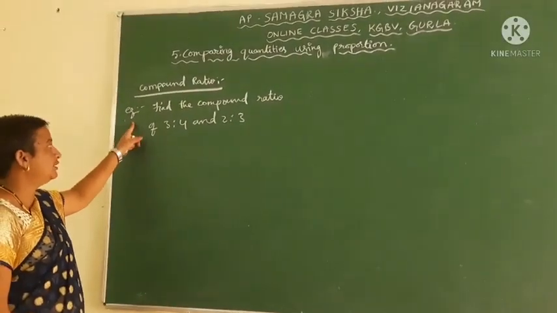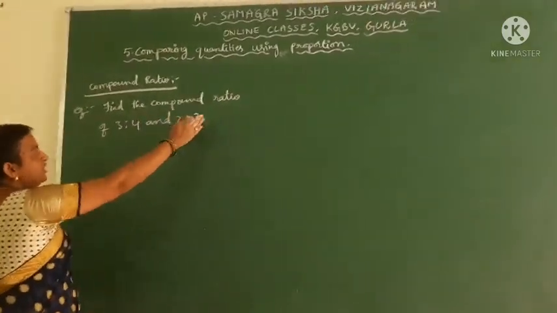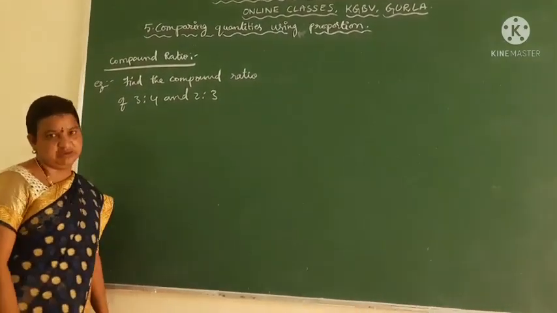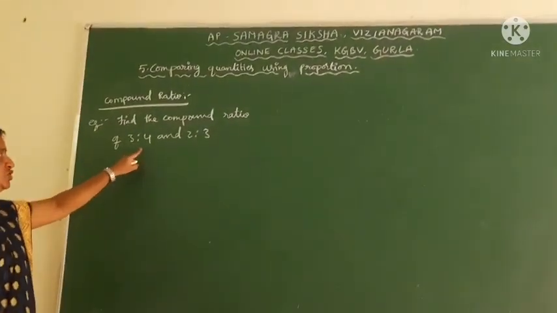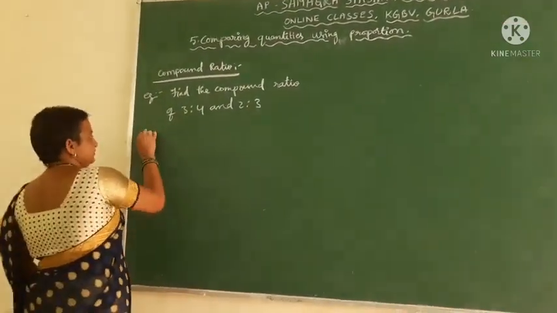Now we have to write one example. Look at one example. Find the compound ratio of 3:4 and 2:3. Find the compound ratio of 3:4 and 2:3. Okay, solution.